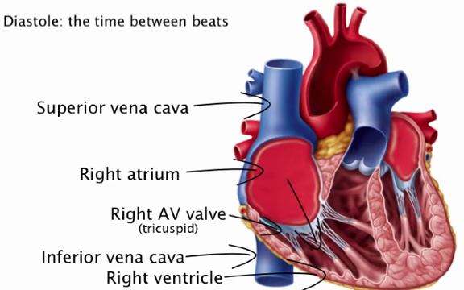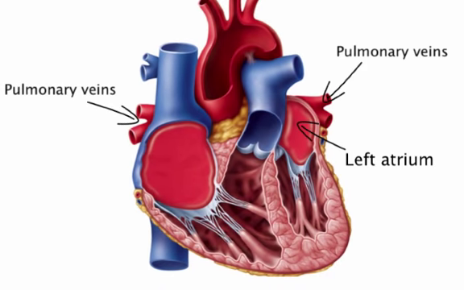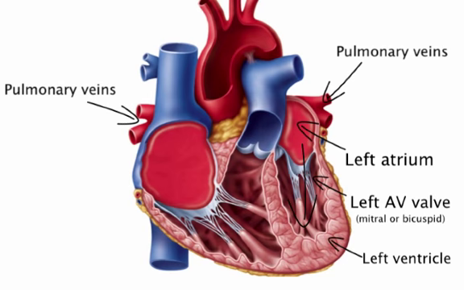At the same time, blood is also arriving at the left atrium from the pulmonary veins after being reoxygenated by the lungs. During diastole, the left atrioventricular valve, also known as the mitral or bicuspid, is also open. This allows blood from the left atrium to passively fill the larger, more muscular left ventricle.